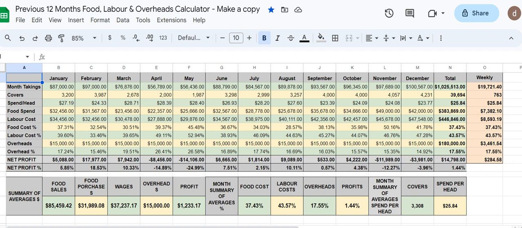Now, before I get too far into this spreadsheet, I will say make sure that you make a copy. You can see here that I've put a reminder. So make a copy and rename it master, and then you keep that as a master copy, and then you make a second copy, and that's the copy you use.